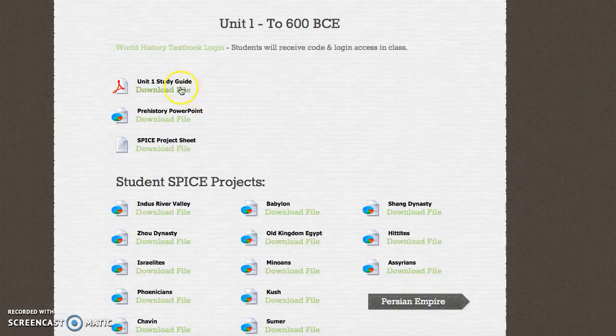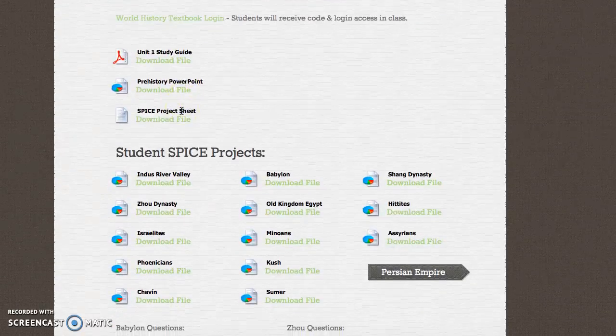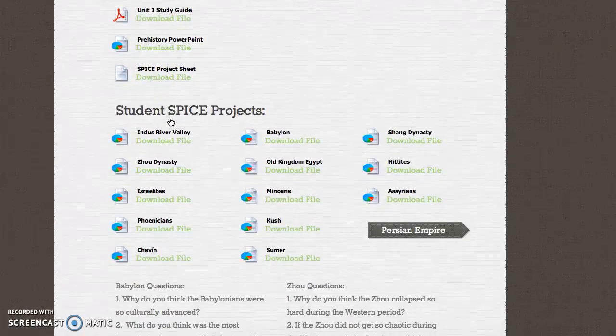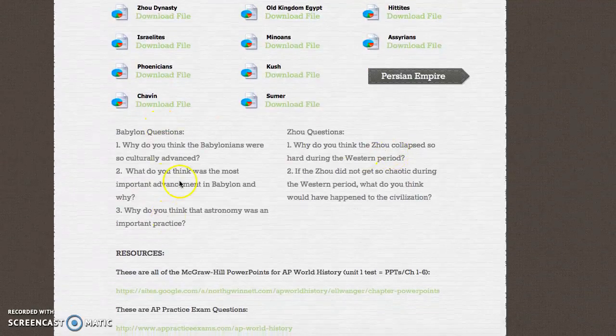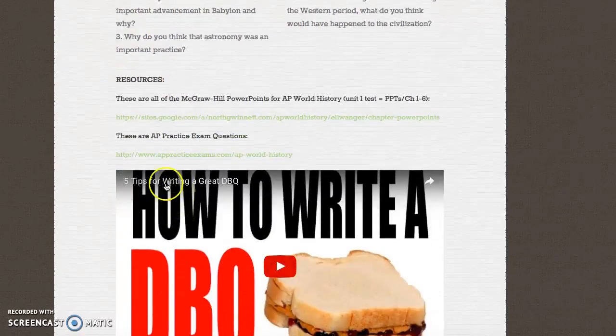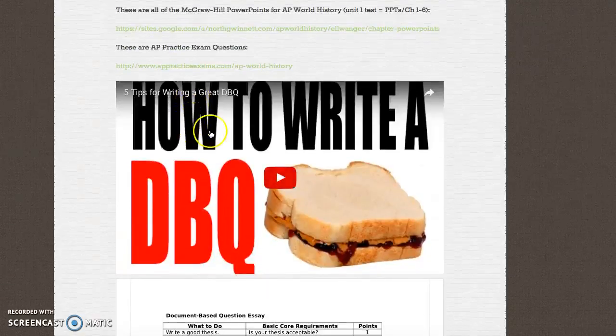So I have a study guide for them here. I have a prehistory PowerPoint. This was the spice project sheet that they did, so they can see the rubric for what that project was. I have all of their student spice projects up here. Some of the students had their questions separate from their project, which is fine. I have some resources here, all of the McGraw-Hill PowerPoints. These are AP practice exam questions.